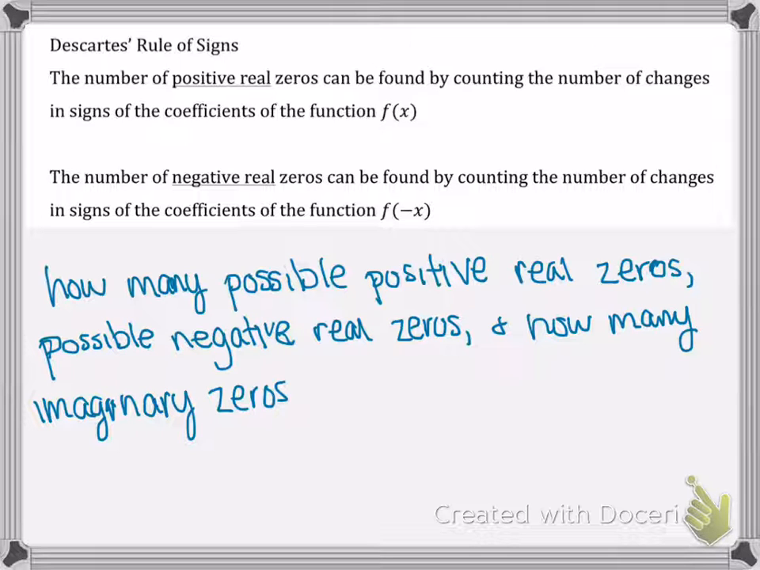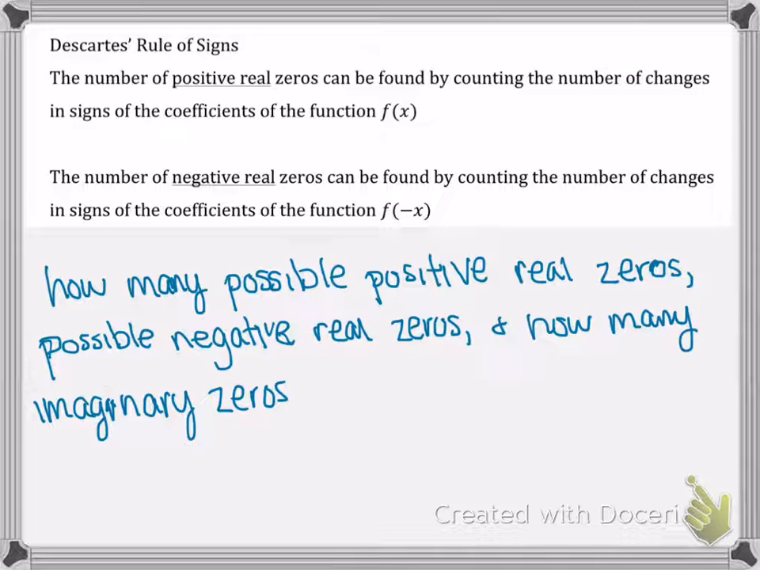Now, it does not tell me what those zeros will be. It just gives me the number of how many possible zeros I will have that will be a positive number, or how many will be a negative number, or how many will be imaginaries.